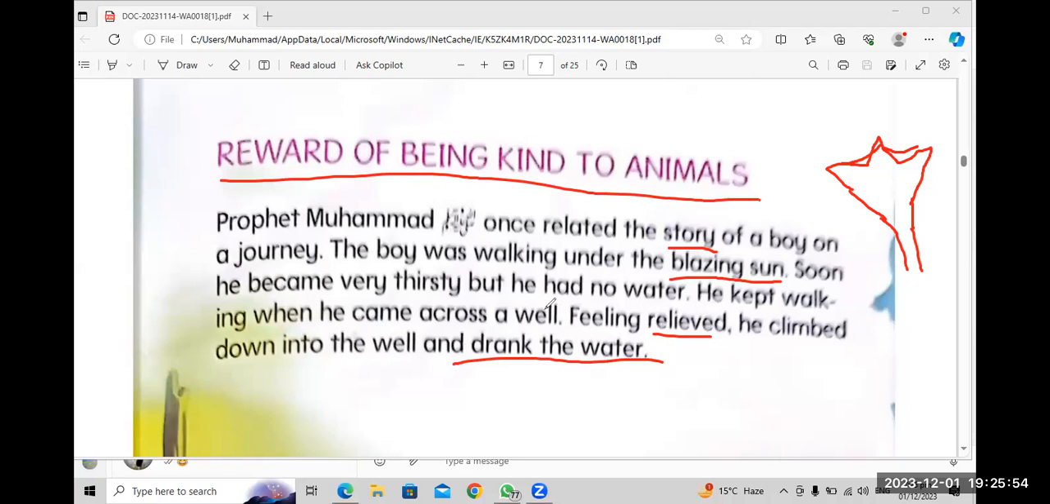Can anyone read this paragraph again? Prophet Muhammad sallallahu alaihi wasallam once related the story of a boy on a journey. This is a story of a boy, and it was a journey because the boy was going under a blazing sun. The sun was shining very bright, and it was a very hot day. So definitely, if the day was hot, the boy will be thirsty. So what happened? Soon he became very thirsty. The boy became very thirsty because he was sweating as well.